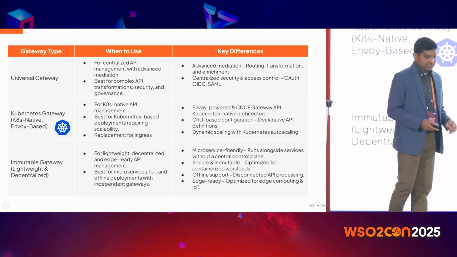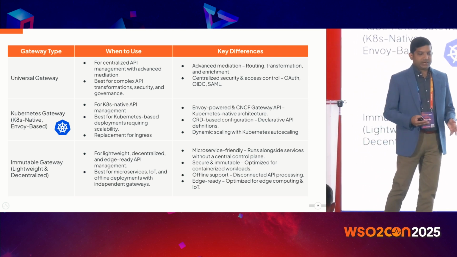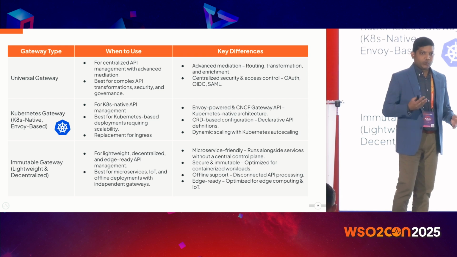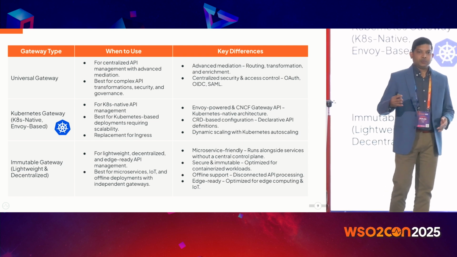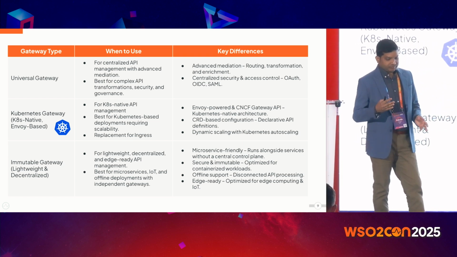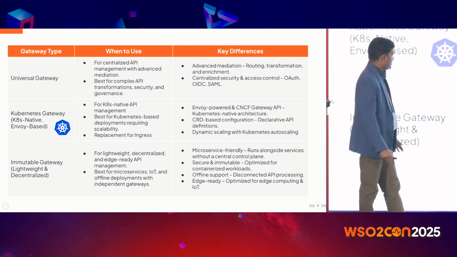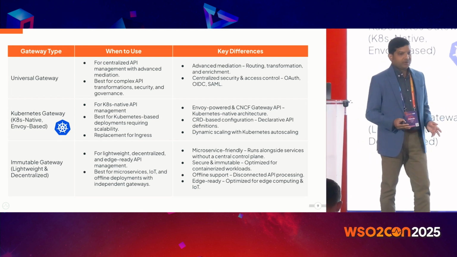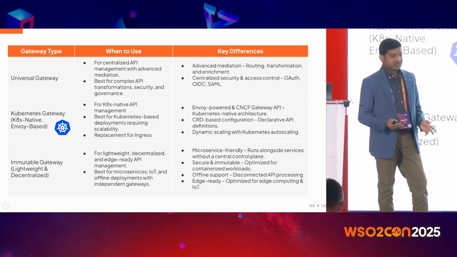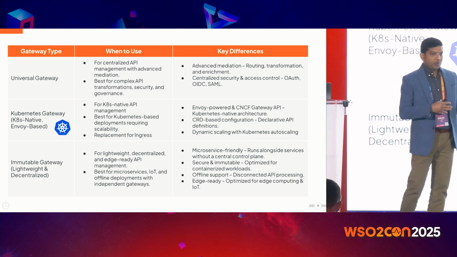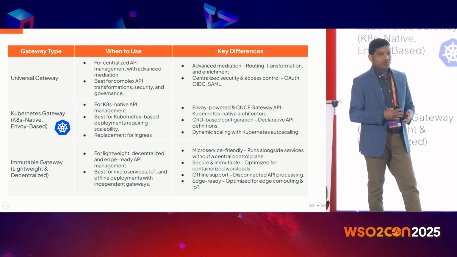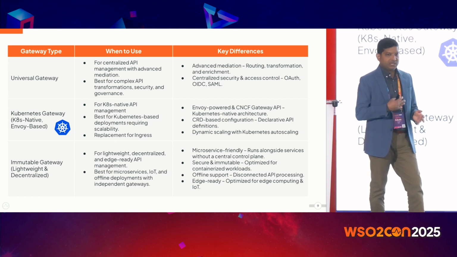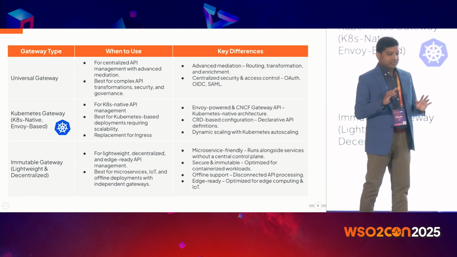The third one is the immutable gateway, which is a lightweight and decentralized gateway. If you want to group a set of APIs and have a separate deployment, this is the gateway to be used. It is best for microservices, IoT, and offline deployments with independent gateways. The idea is that it is immutable. You can create a gateway from your APIs, then whenever you want to update the gateway, you have to rebuild it. It's like a Docker image.